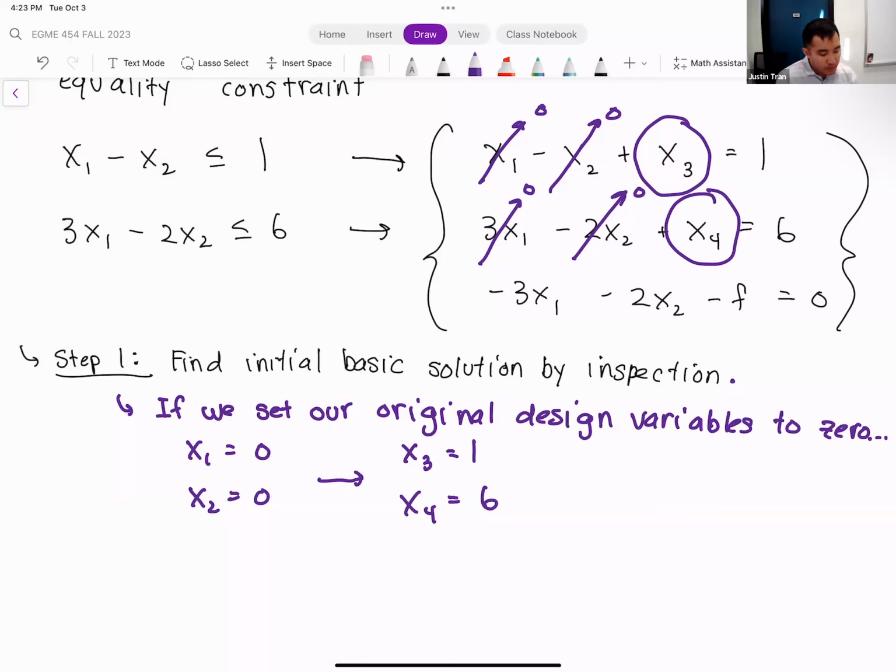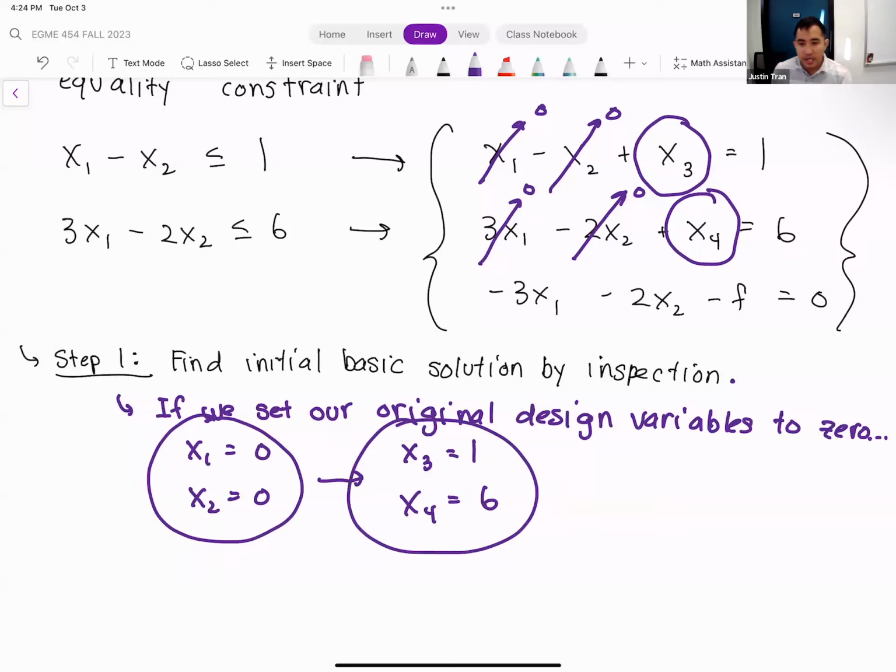All right. And so for the purposes of this class, you can always assume that you can find an initial basic solution this way. There is a method to finding an initial basic solution when it's not so easy to determine, but we're going to skip over that just so we can move on to the math. Okay, and so for all intents and purposes, this should always be the first step in your linear programming problems in this class, which is take your original design variables, set them equal to 0, and then all the new slack variables that you added in, those take on their values. So this set of variables right here, x1 is equal to 0, x2 is equal to 0, x3 is equal to 1, and x4 is equal to 6. This is our initial solution.